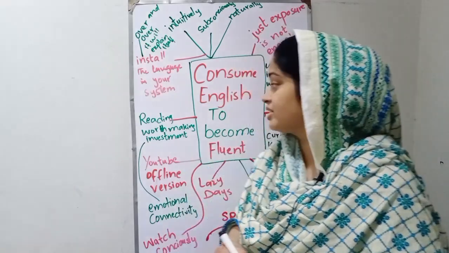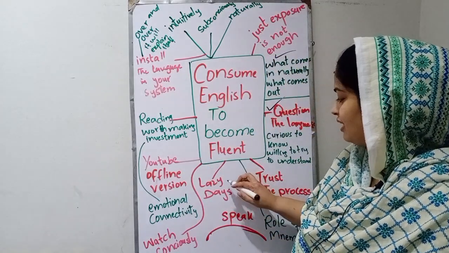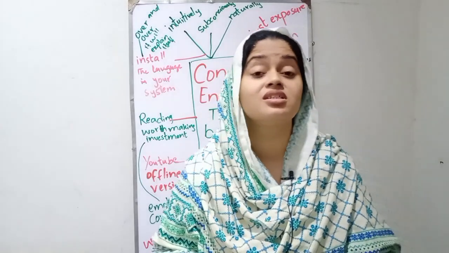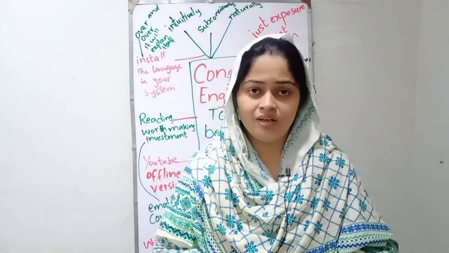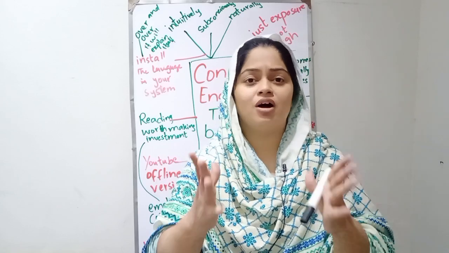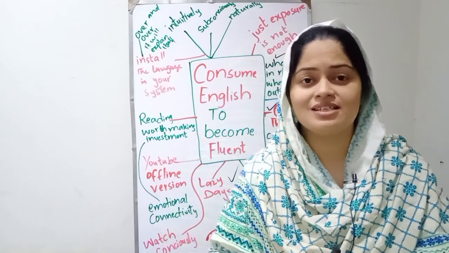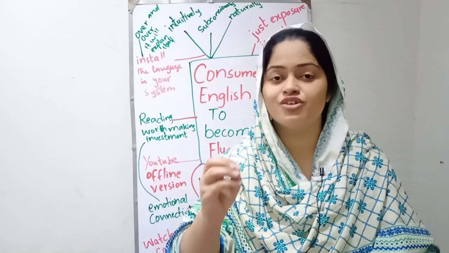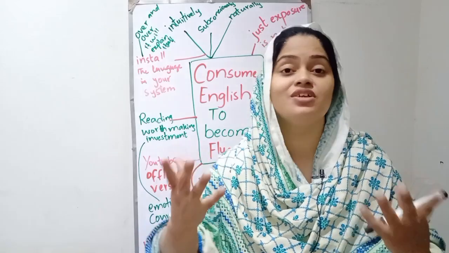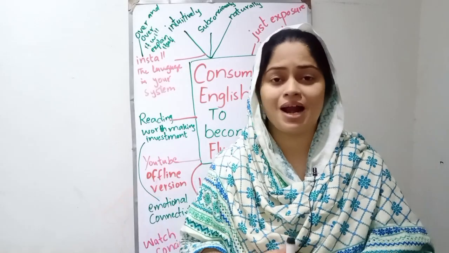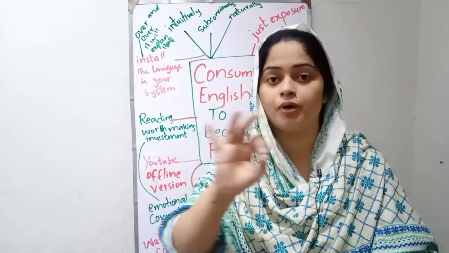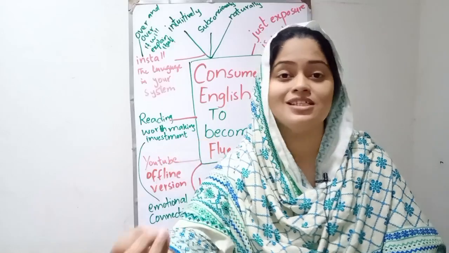Now comes the next very important point, and the important point is trust the process. Trust the process. Now the dilemma of an English learner is that he is always trying to achieve the results. He is not concerned about the pattern. He is not concerned about the process through which he is passing.